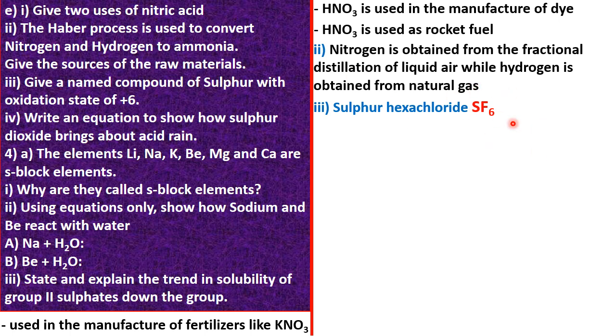It's very easy to detect this one, because if you calculate the oxidation state of this sulfur, you see it's going to be positive 6. There are so many others, guys. Please write some in the comment section down below, guys, for me.